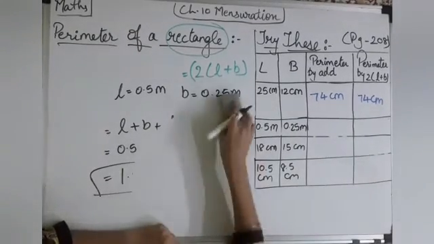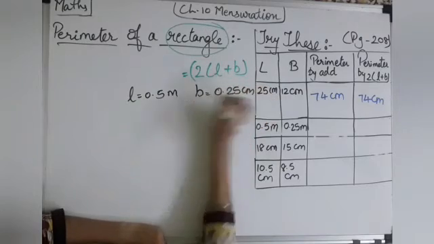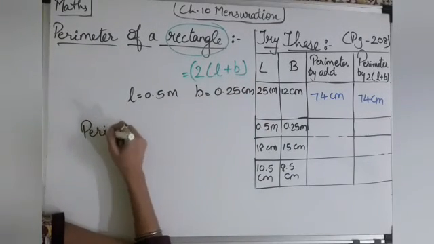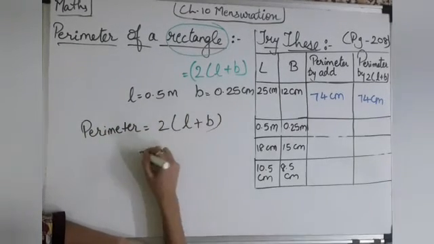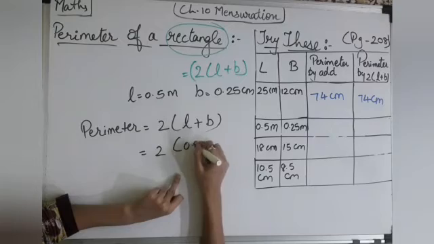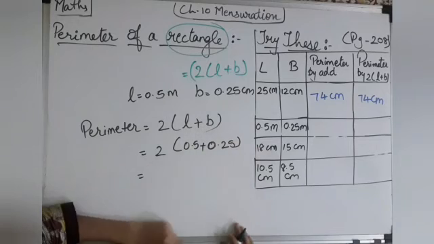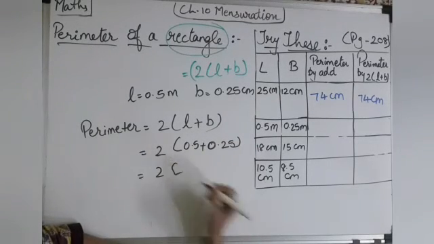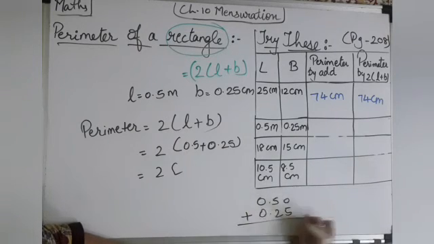Okay. Now let's do it by applying the formula. Perimeter equals 2 times (L plus B). So length is 0.5 and breadth is 0.25. So first what will we do? First we will add. So let's add 0.5 plus 0.25. Nothing is there, means 0 is there.